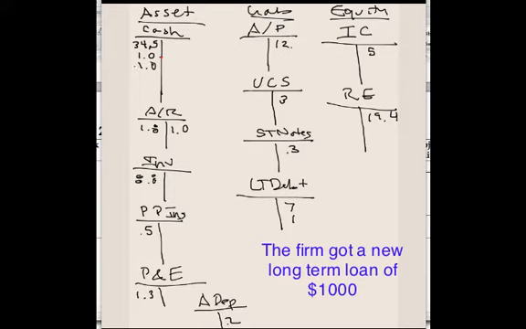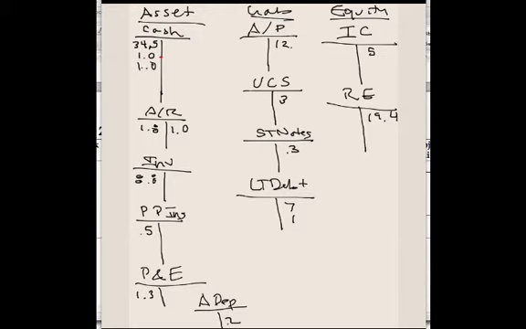So we're going to go ahead and enter that. One debit entry and one credit entry. Oops. Make sure I put that one there so I don't lose it.